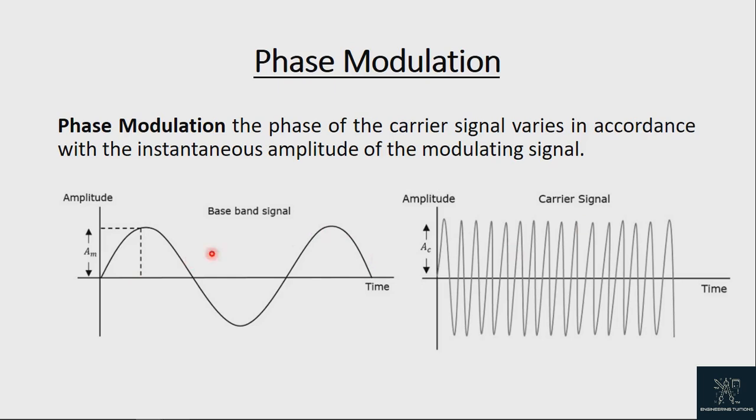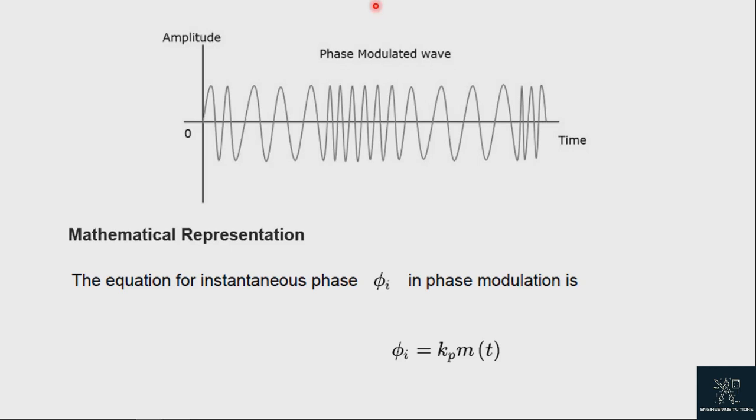This is the baseband signal. According to the instantaneous amplitude of the signal, the phase of this carrier signal is going to be varied, resulting in the phase modulated signal. As is clearly depicted by this figure, the phase of the modulated wave has infinite points where the phase shift in a wave can take place. The instantaneous amplitude of the modulating signal changes the phase of the carrier signal. When the amplitude is positive, the phase changes in one direction, and if the amplitude is negative, the phase changes in the opposite direction.